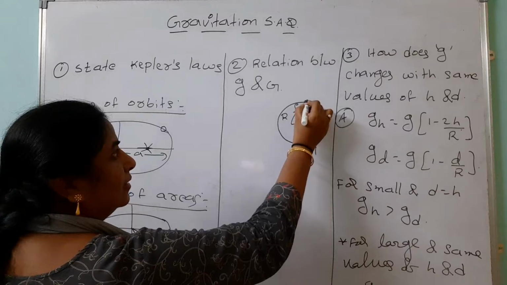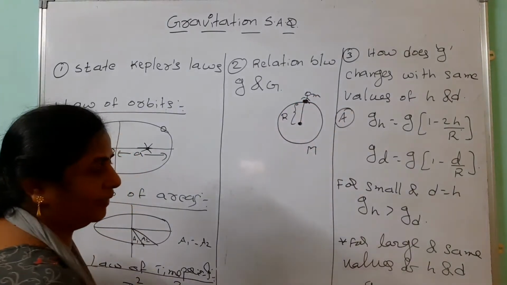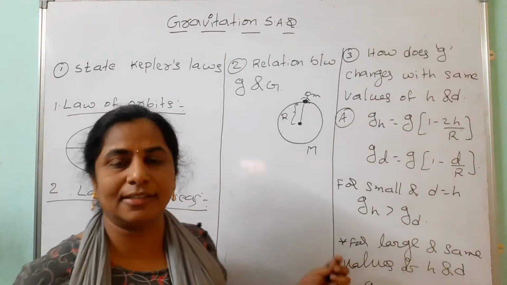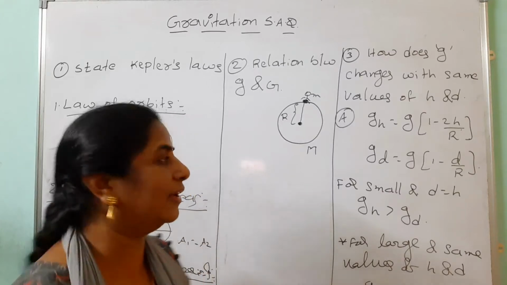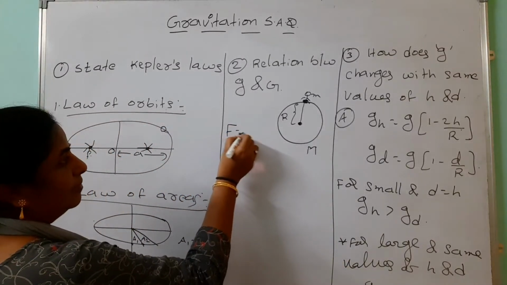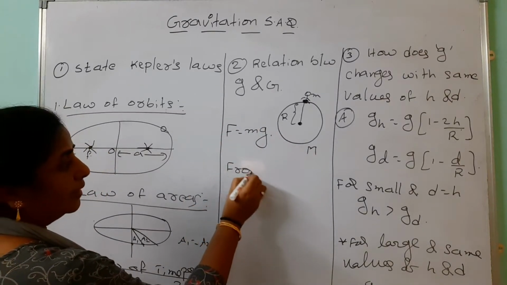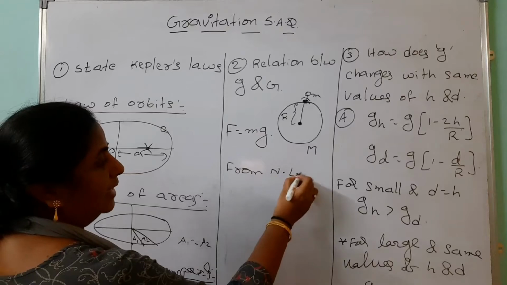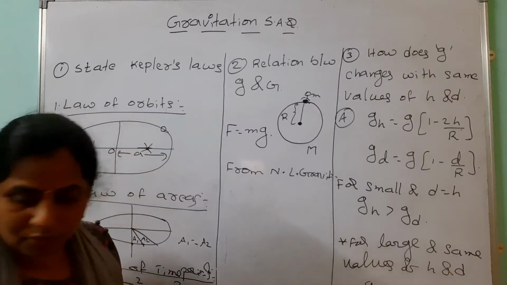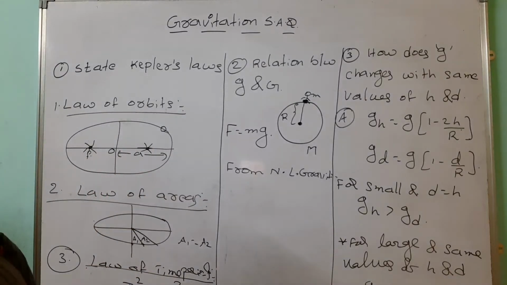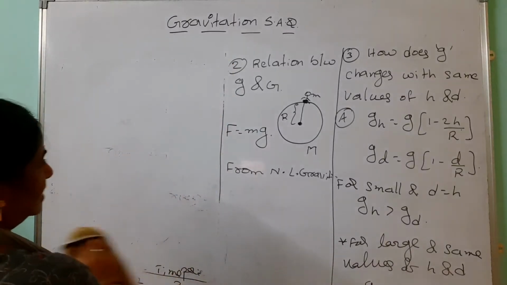Now where you are, you think you are here. Mass of your body is m. You know that on the earth every body is attracted towards the center of the earth. That is nothing but the weight of the body. We can say that F equals mass into acceleration due to gravity. But from Newton's law of gravitation, between two massive bodies, an attractive force is acting. What is that force?